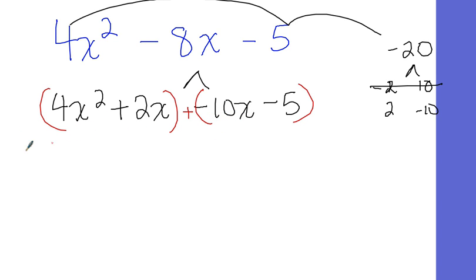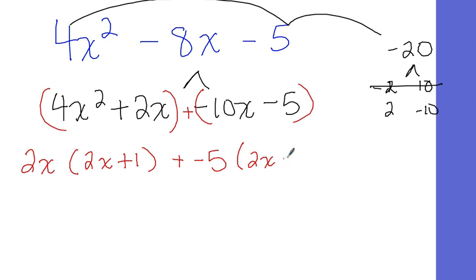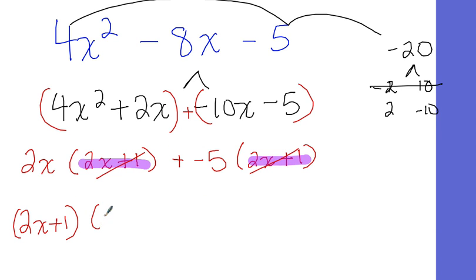Here I'm going to take out my GCF, which is 2x, and I'm left with 2x plus 1. Here I'm going to take out a negative 5. Here's a hint: if this number is negative, that means you're going to take out a negative, usually. So 2x plus 1, it changes the signs when I divide out that negative 5. If you notice, the numbers in the parentheses are exactly the same, so I can take that out, 2x plus 1. And when I divide that out, I'm left with 2x plus negative 5, which we can just write as 2x minus 5.